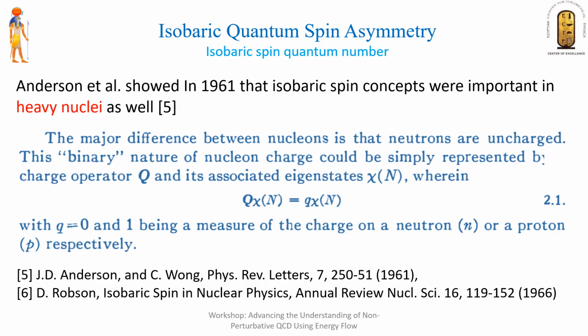This binary nature of nucleon charge could be simply represented by a charge operator, capital Q, and its associated eigenstate chi of n, where this operator Q acting on chi of n gives the eigenvalue, Q multiplied by the state. Q takes the value 0 and 1. This is a kind of binary system.